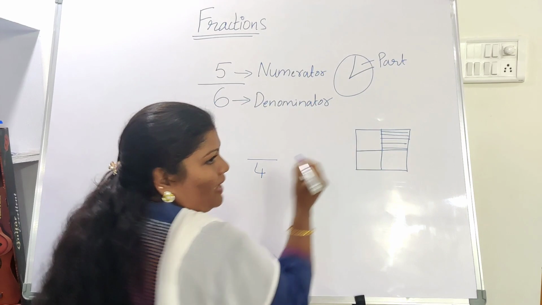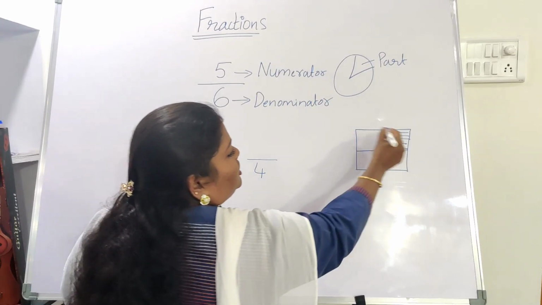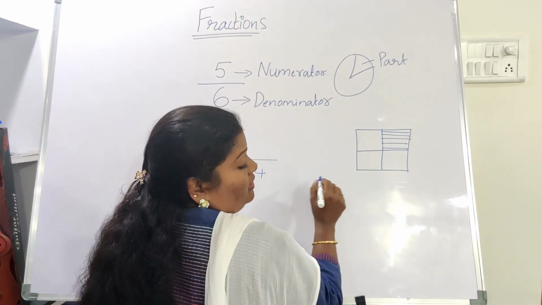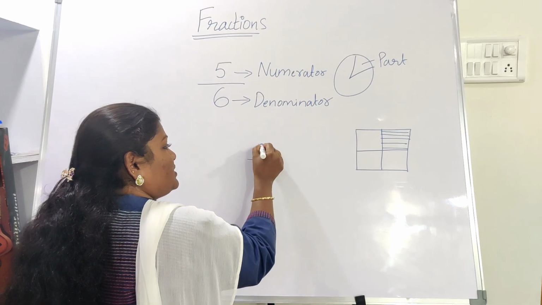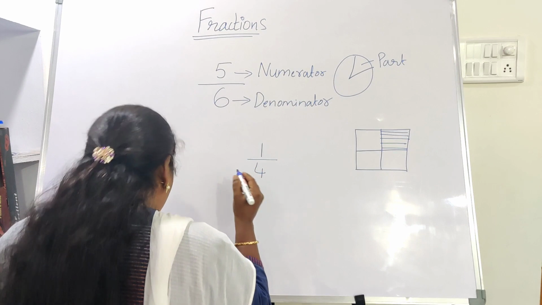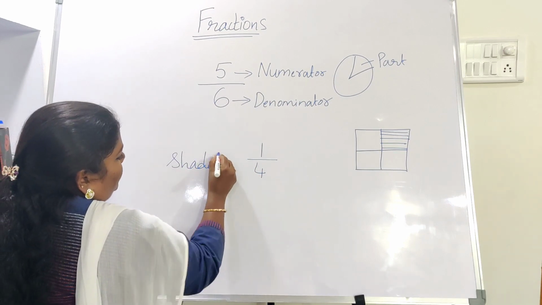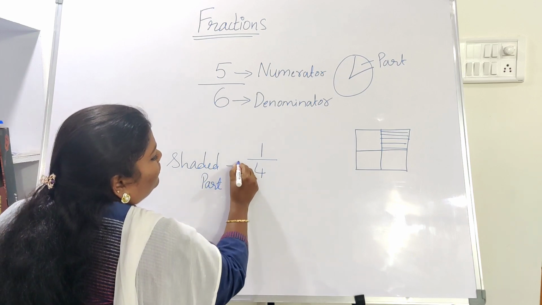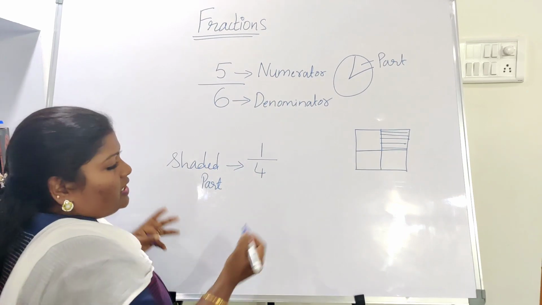So the total parts is denoted by the denominator, and the shaded part, how many parts have I shaded? I have shaded only one part. So that is going to be represented in the numerator. So the shaded part is nothing but 1/4 of the figure is shaded. 1/4 of the figure is shaded.